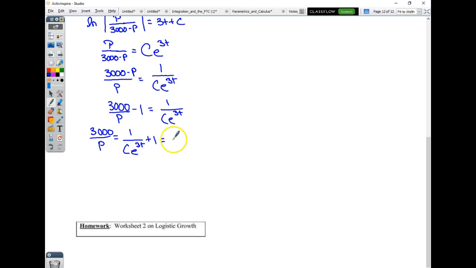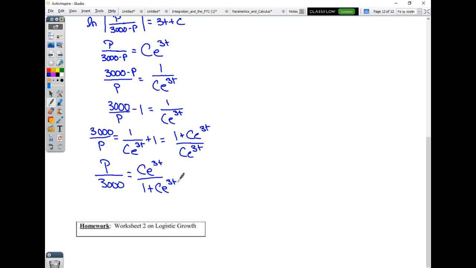as well and make a common denominator here of ce to the 3t and call this 1 plus ce to the 3t over ce to the 3t. And the reason why I did that is that the p in the denominator is useless to me. I'm going to take the reciprocal one more time and call this p over 3,000 is equal to ce to the 3t over 1 plus ce to the 3t.